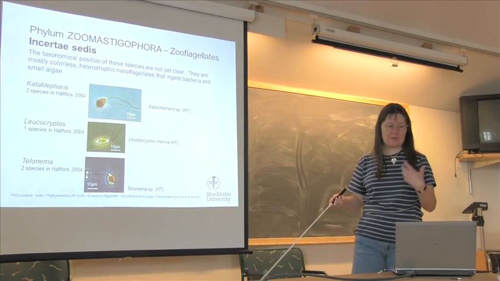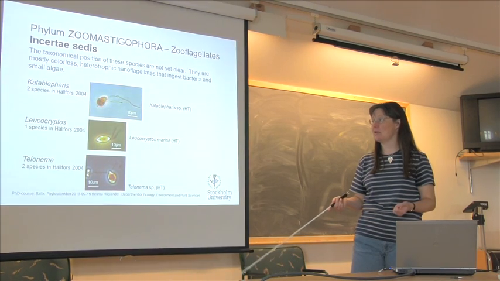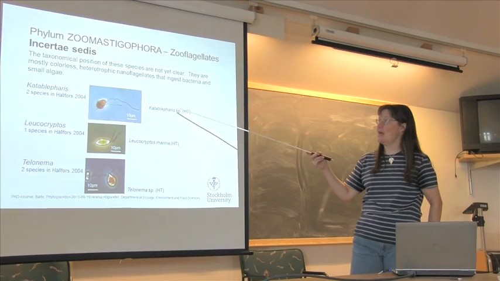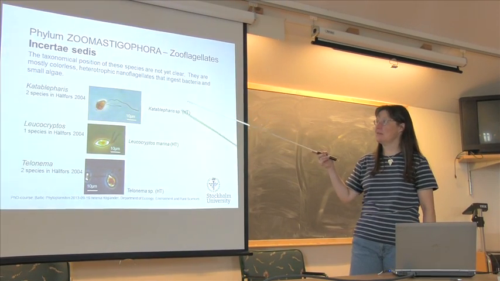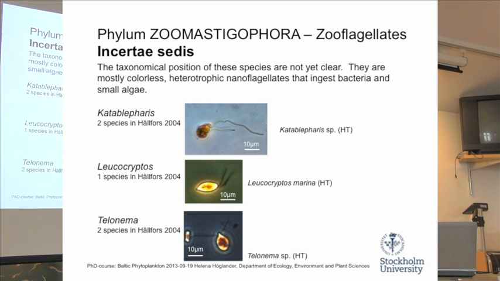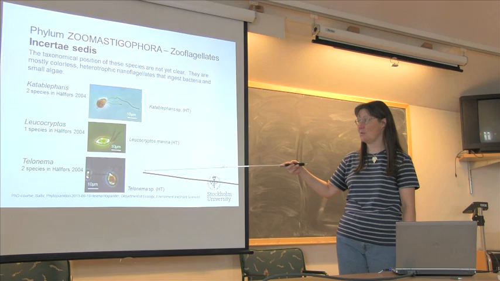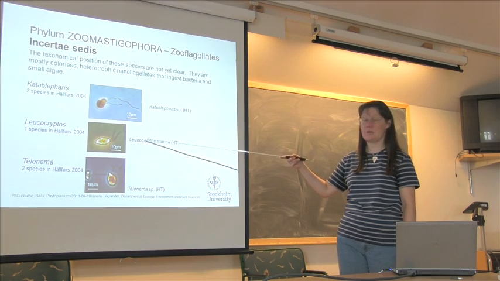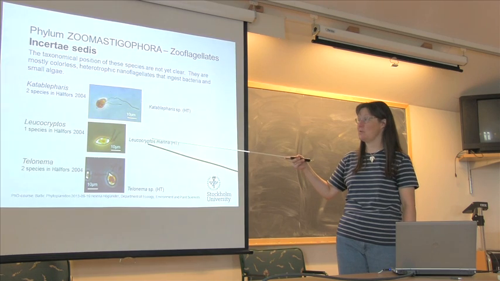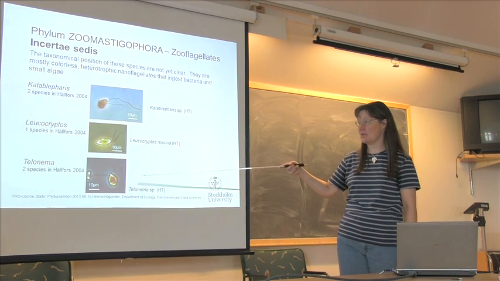And then we have some groups that we don't really know what group they belong to. They are heterotrophic, and it's a bit unclear. They call it incertae sedis. It's uncertain where they belong. And they are ingesting bacteria and small algae. And these three groups or genera are commonly occurring in the Baltic, especially during summertime when there are many other small species occurring. So Cryptophytes, Choanoflagellates, and Telonema.